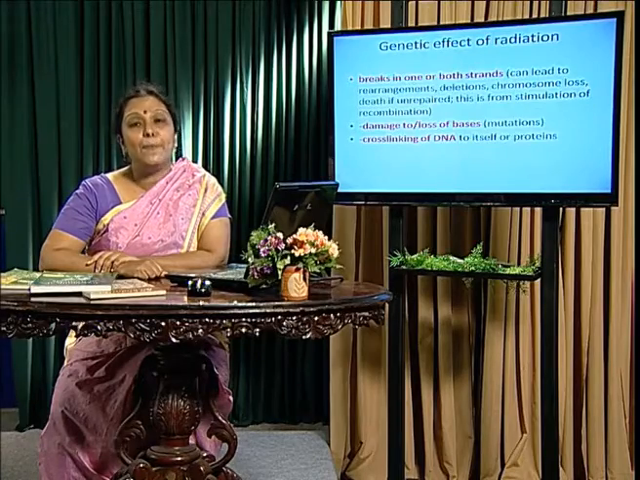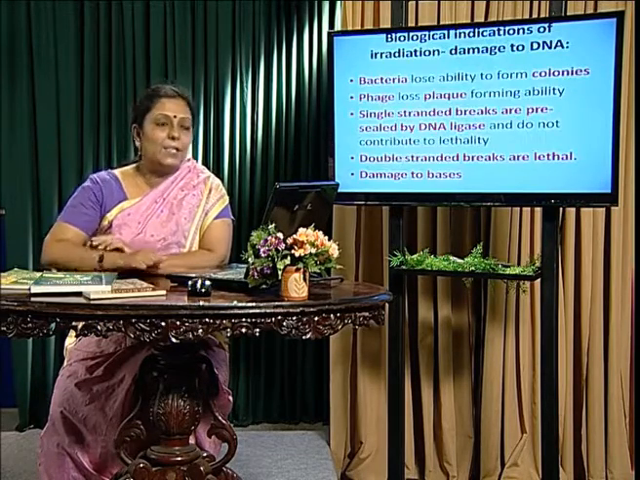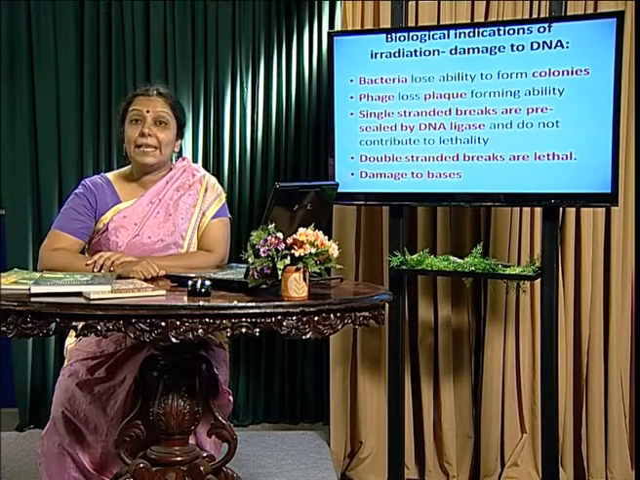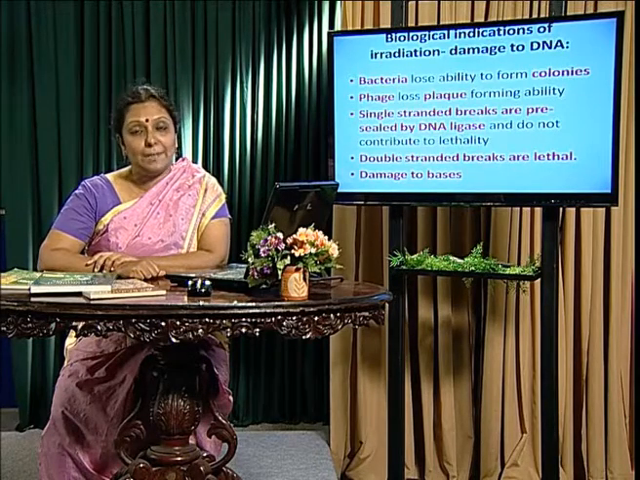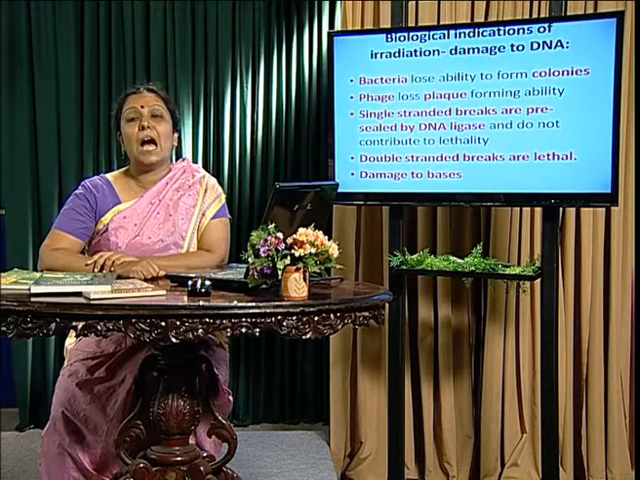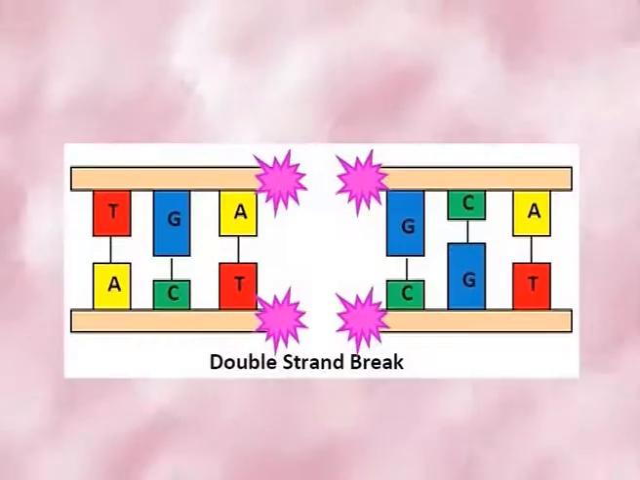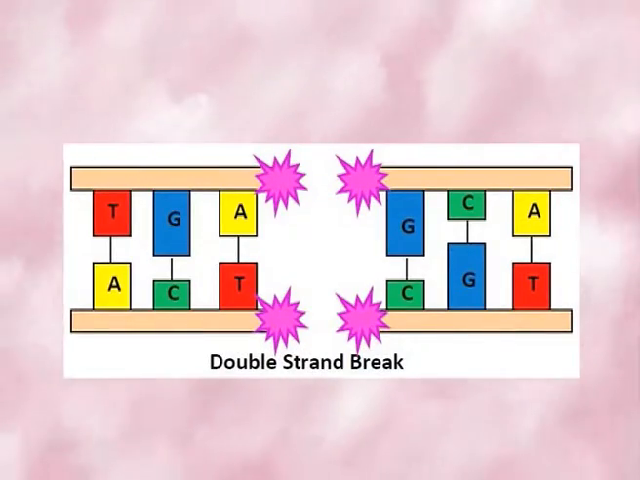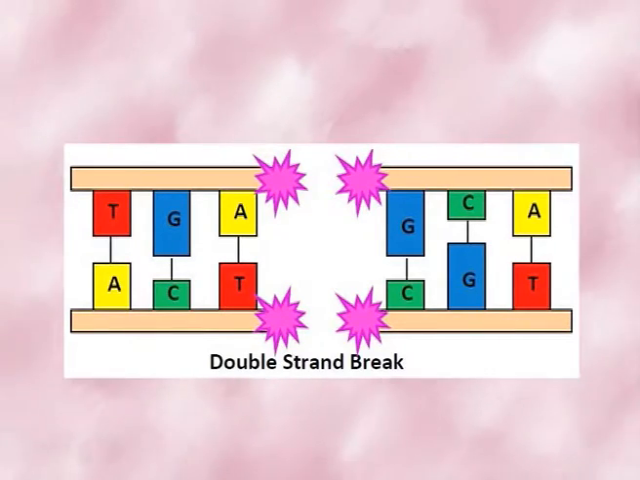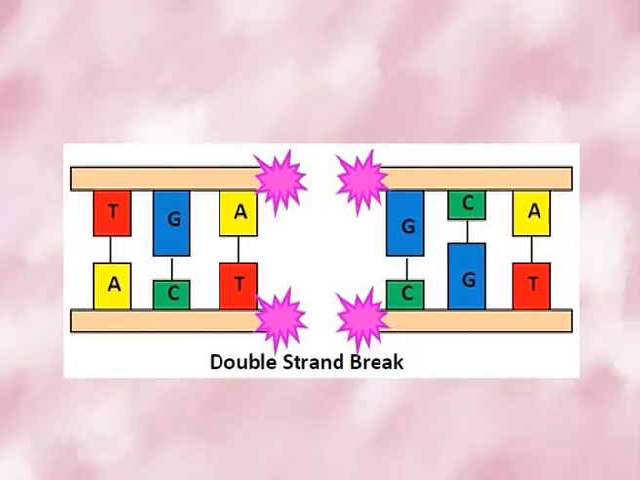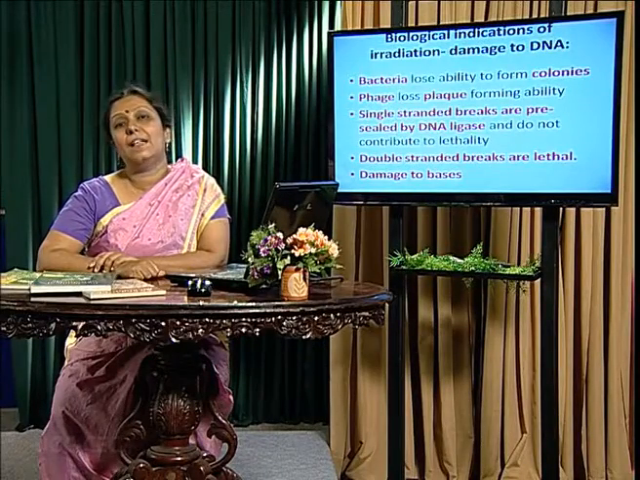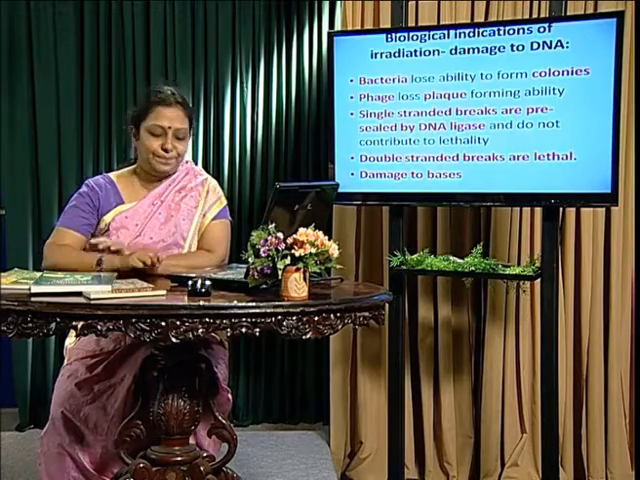It includes the breaks of the DNA, cross-linking as well as base damage or loss. Next one, biological indication. Bacteria will be unable to form colonies by irradiation, phages will be unable to form plaques, and single-stranded breaks are found in case of microorganisms as well as double-stranded breaks. Single-stranded breaks can be ligated by the ligase, but double-stranded breaks are lethal, they cannot be ligated by the ligase, and several other base damages were also found.